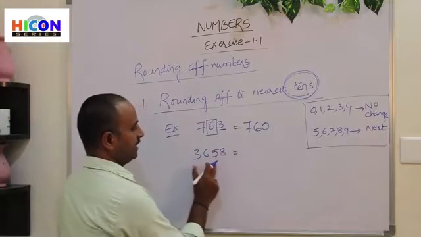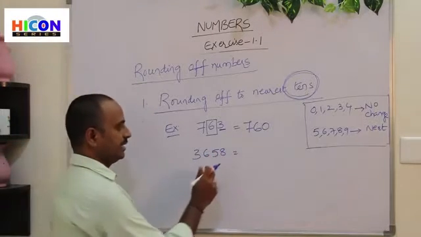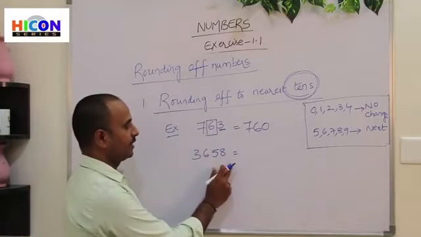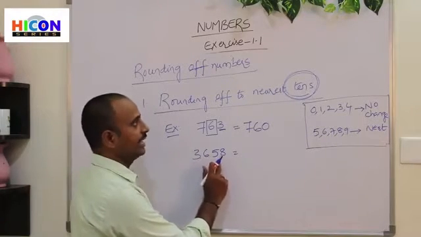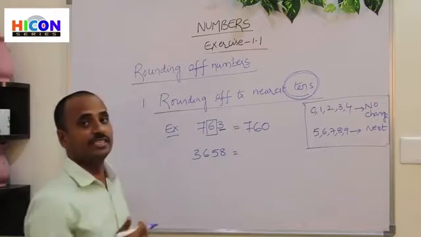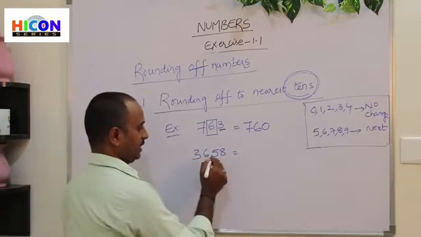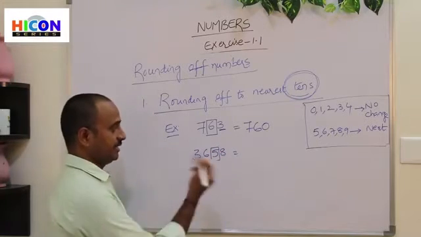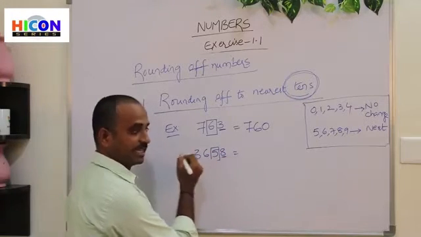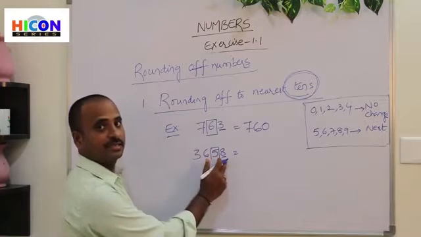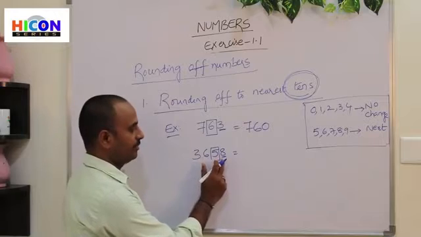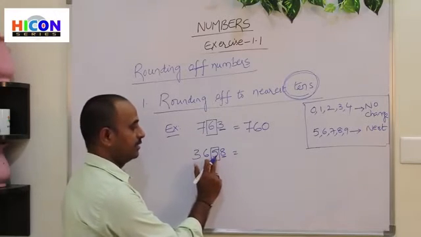3658. So children, let us see the second example. Here the given number is 3658. We have to round off this number to the nearest tens. So identify the digit in the tens place. Here 5 is present in the tens place. Next check the next digit. Here the next digit is 8, which is greater than 5. So if the next digit is greater than 5, round off to the next tens.